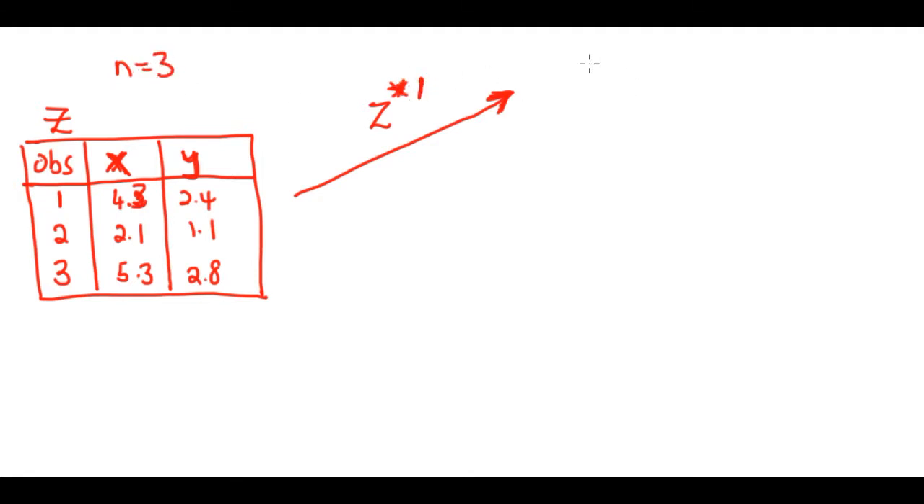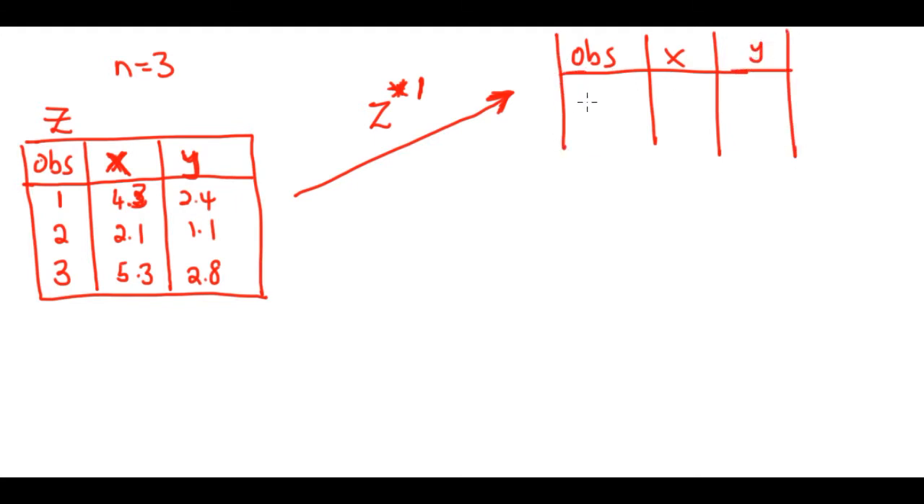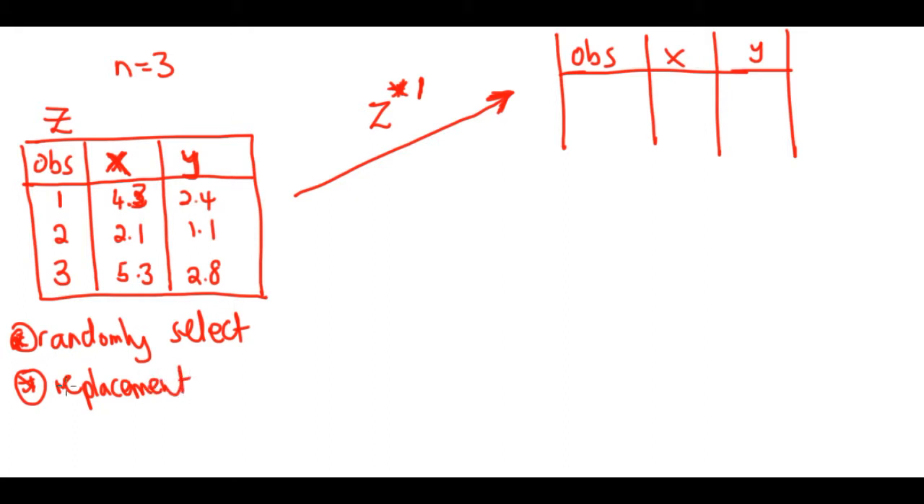Our Z star 1 is going to be something like this: observation, and then X, Y. So let's get 3 observations. We randomly select. That is very important. It's a very important part: random selection. And another very important part of Bootstrap is that we do it with replacement. We are going to select with replacement.